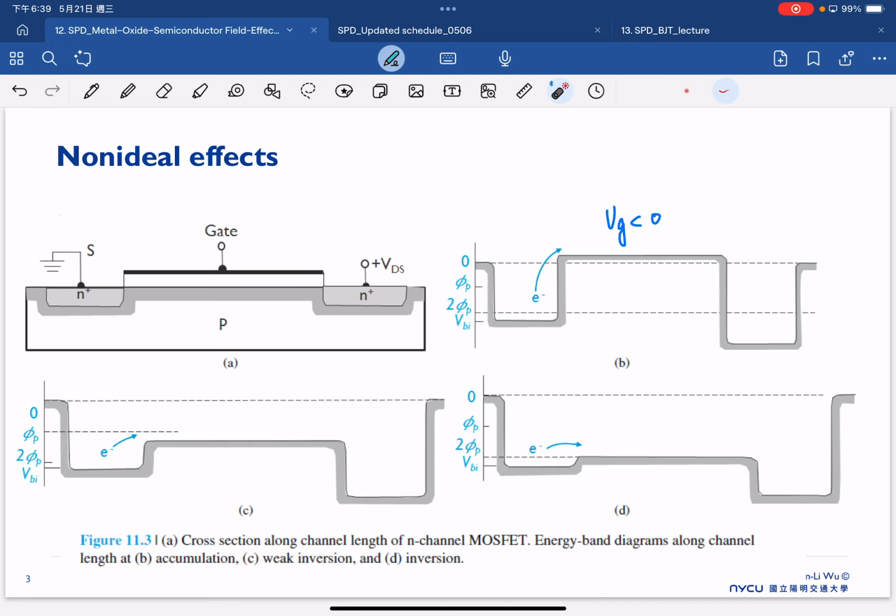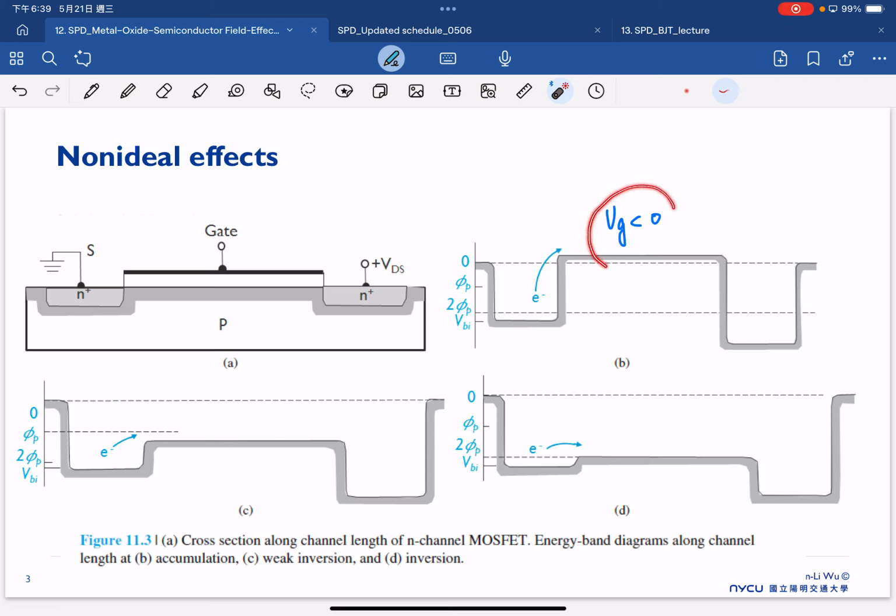So we have the built-in potential barrier, and this will stop the electron flow from the source to the drain. So it is very difficult for the electrons to flow to the accumulation. That's why, from the band diagram, we can also understand why there's no current.